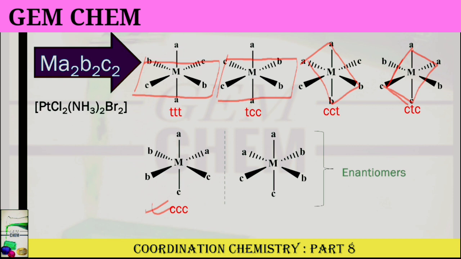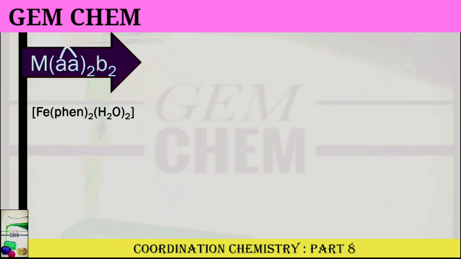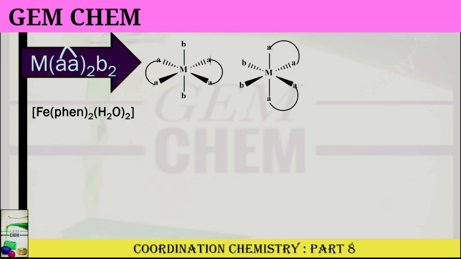Now we are going for the next one, that is M, and here you have a symmetric bidentate ligand and B2. So phenanthroline twice and H2O twice in presence of Fe as metal ion. So here you can see first you have to keep them trans to each other, right? And in the second option you can keep them cis to each other. So let us find out the symmetry element.